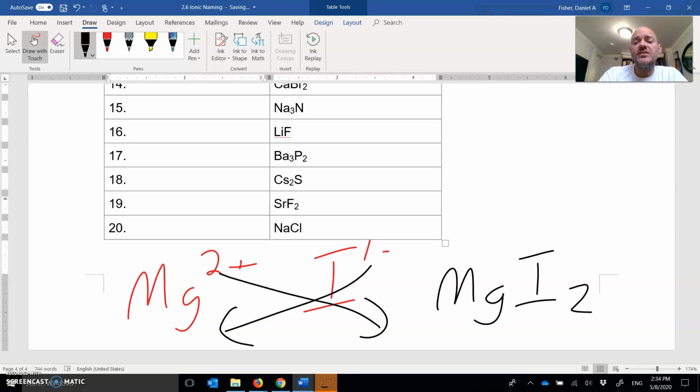So this is the super simple way. If you've got different numbers, just drop them and cross them. Put the actual number. When we write the formula, we're not writing the positives and the negatives. Positives and the negatives are only when we're thinking about what the ion is. So that's my super secret hint. Hopefully it helps you out. And yeah, good luck getting this finished up.